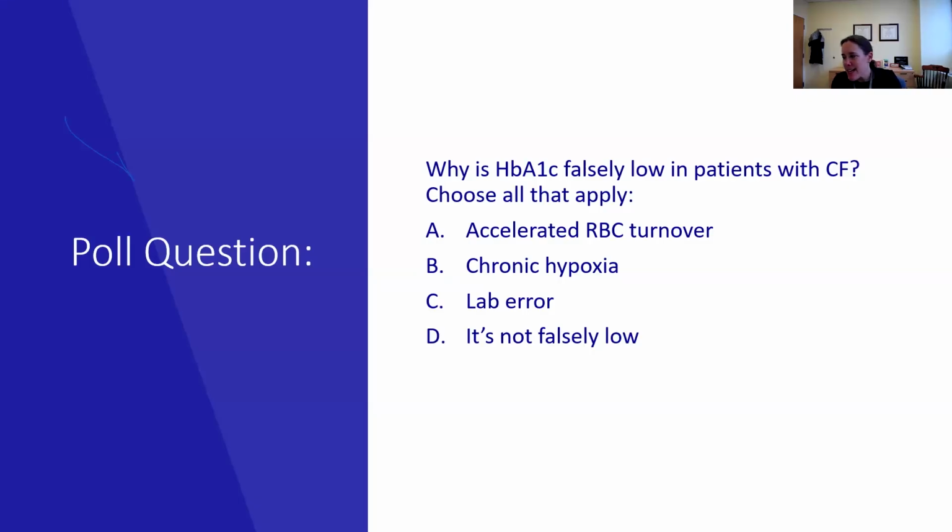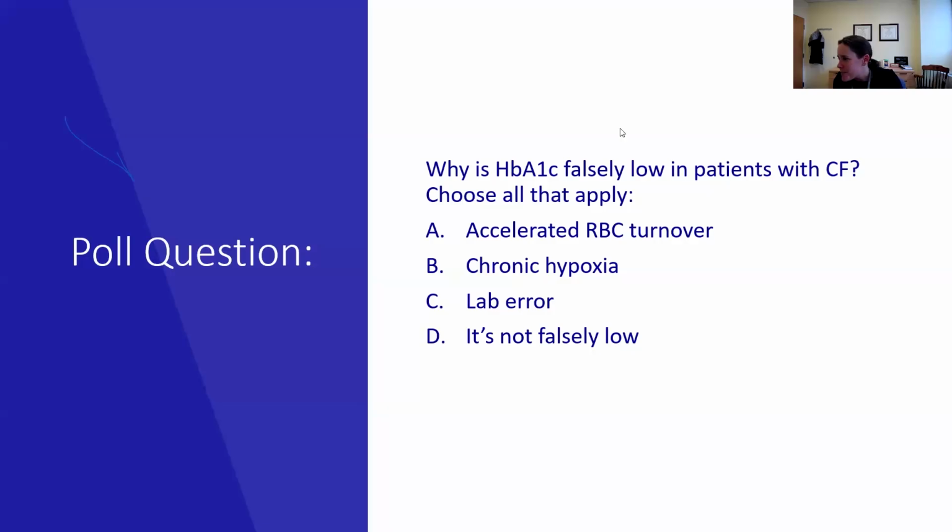Okay, so we're getting answers for the first two, accelerated red blood cell turnover and chronic hypoxia. Excellent. Okay, we can end the poll. Oh, share results. So these are the primary answers.